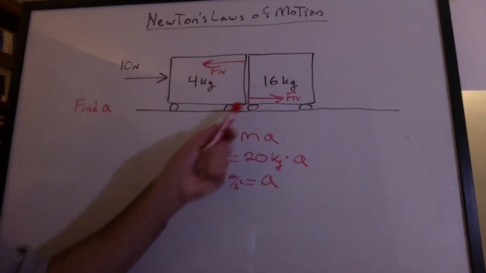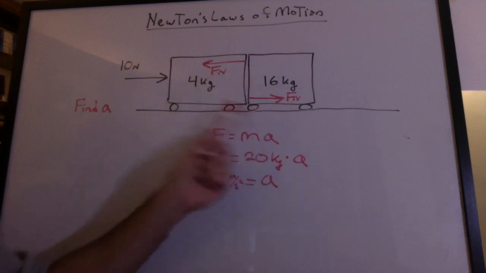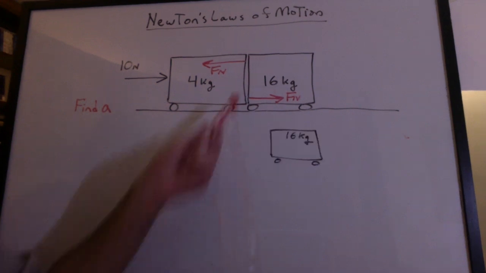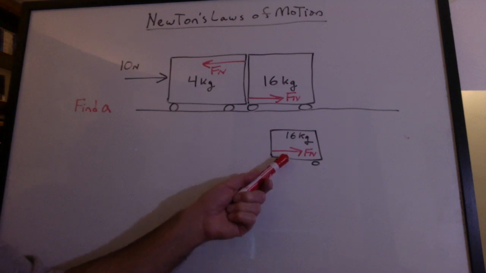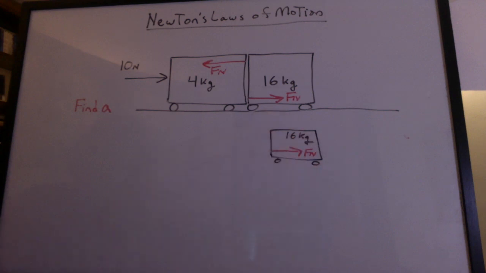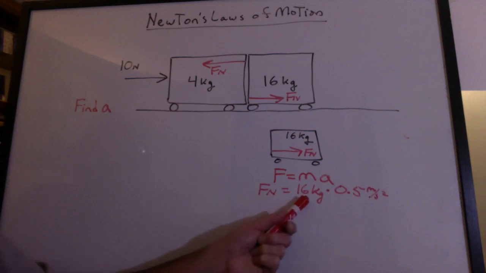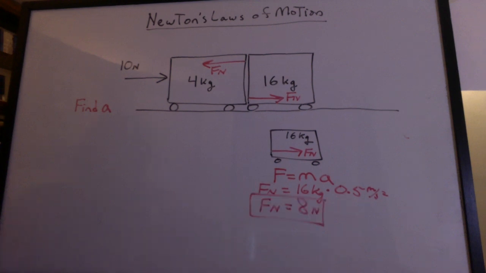These two forces are internal to this system. In order to find either one of these, we need to isolate one of these masses. Let's look at this cart. We have this normal force accelerating the 16 kilograms. So we have the normal force is equal to 16 kilograms times our acceleration of 0.5 meters per second squared. We have a normal force of 8 newtons.